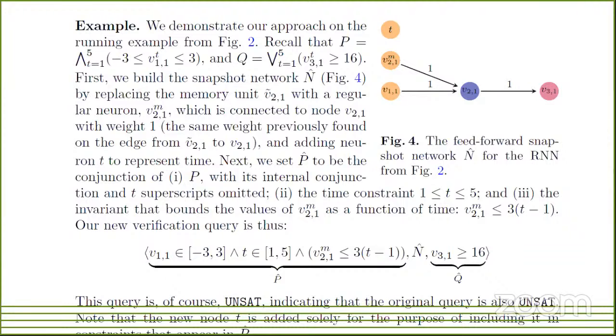So this is what we have done. We had an RNN verification query. We have transformed this into a feed forward neural network verification query. So all of this is clear except this part, this formula, the third conjunct in P, which is not clear how this came.